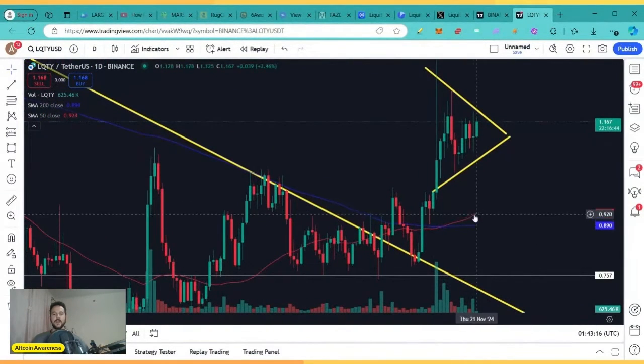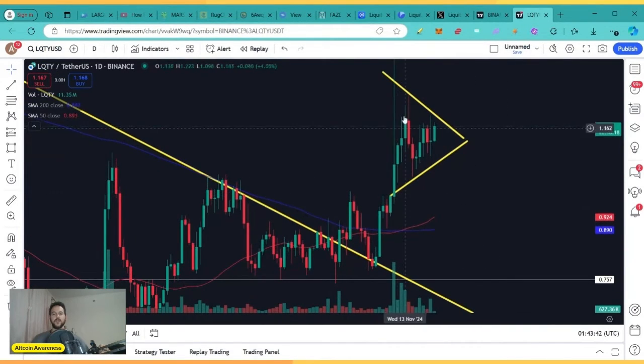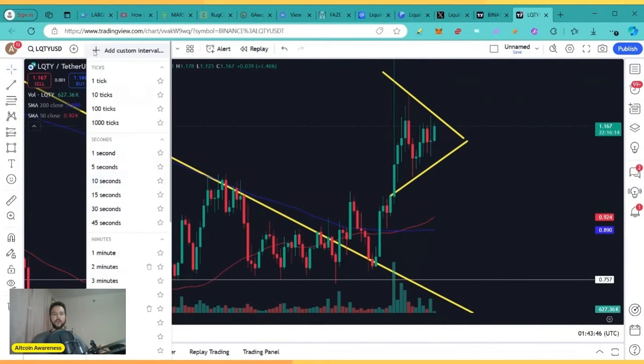You see this red line here? This is the 50-day moving average. And it broke above this blue line, which is the 200 moving average. And that's basically a golden cross, guys. That's a very bullish signal. And that shows in the price action because we have this bullish triangle pattern going on.